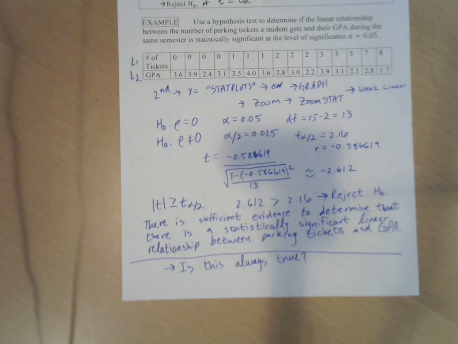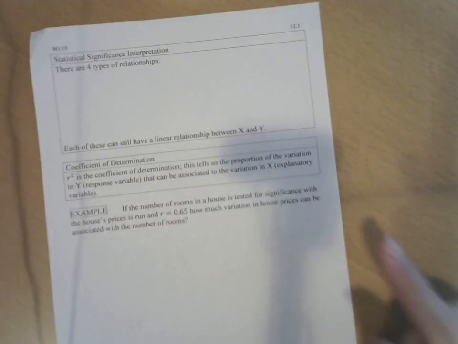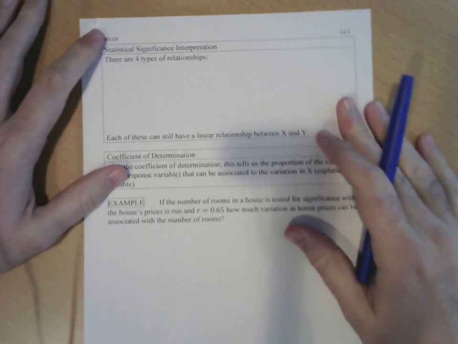So let's turn the page here. How we interpret statistical significance. So now we've seen an example of how we actually test for significance using a hypothesis test, and we did the two-tailed version.